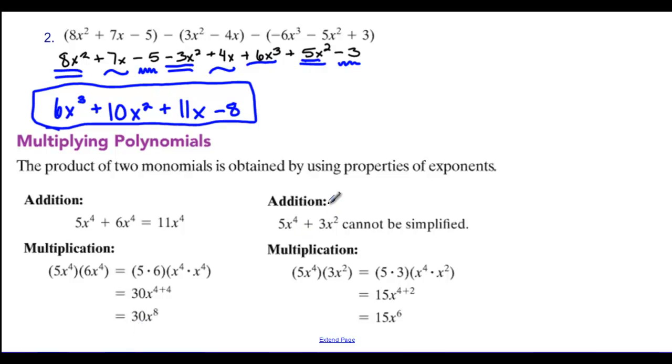One of the big mistakes that I see is that people will see something like 5x to the fourth plus 3x squared, and they think that they can somehow add it. But again, you can't add or subtract unless you have like terms. And these are not like terms because x to the fourth and x squared, the exponents don't match. With multiplication, however, you do not have to have like terms. So these two things can be multiplied together. So again, the 5 times the 3 is going to give us the 15, and then x to the fourth times x squared, we're going to add our exponents and get x to the sixth.